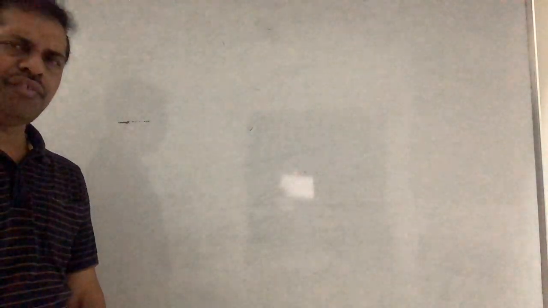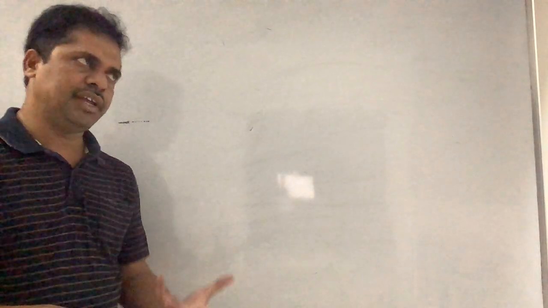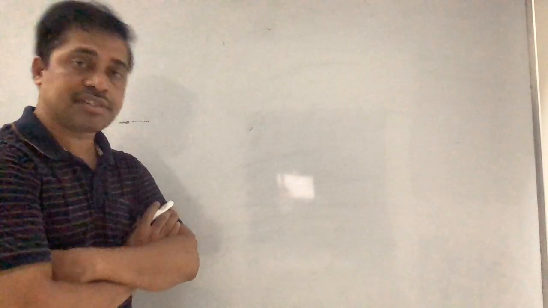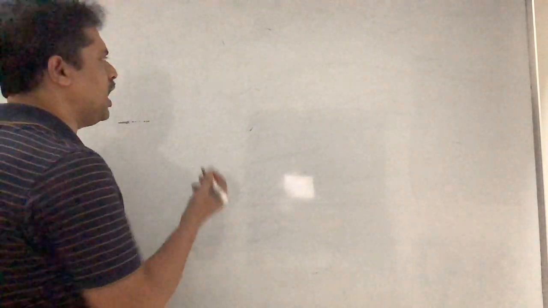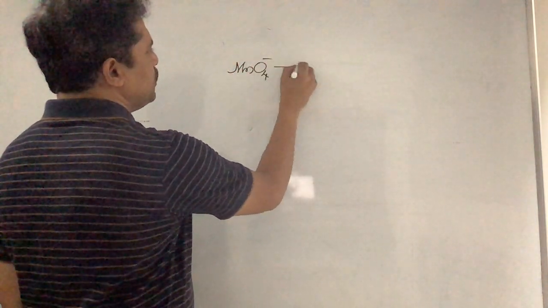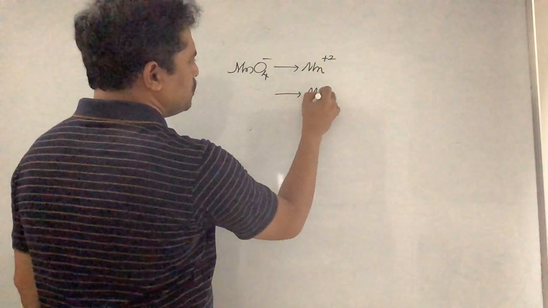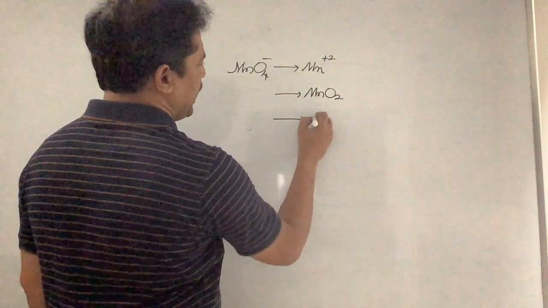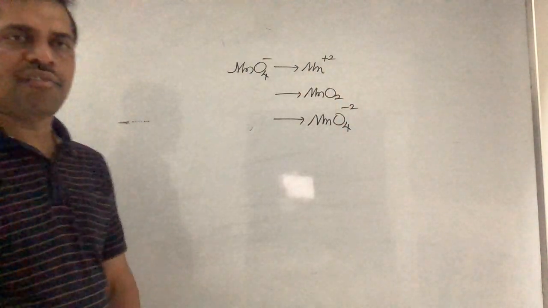It is not very much soluble, slightly soluble in water you can say, and color, solubility, all these are physical properties. Then very important lines are its nature. How does it change? MnO4 minus changes to Mn plus 2. It changes to MnO2. It changes to MnO4 minus 2. All are very special, very important also.